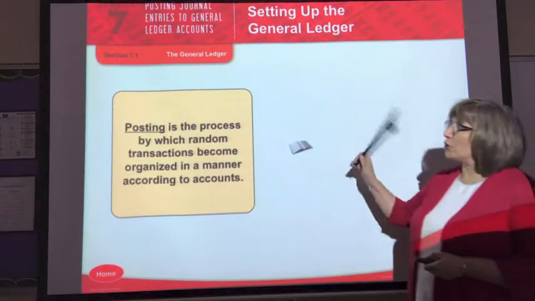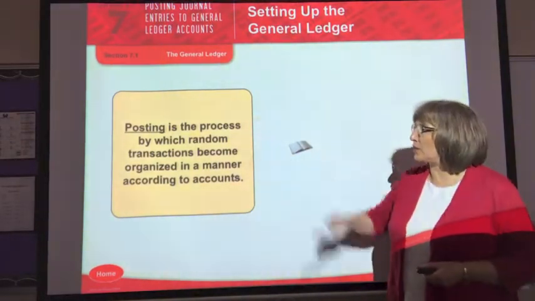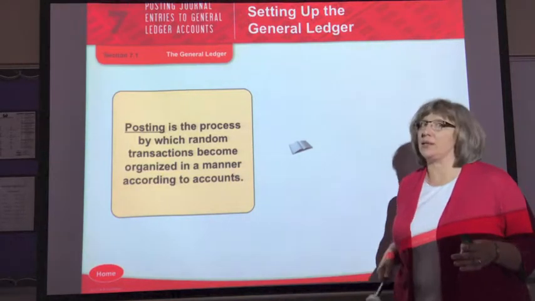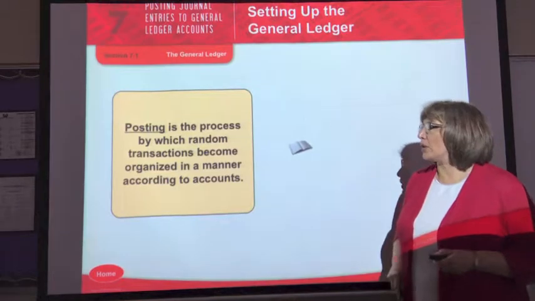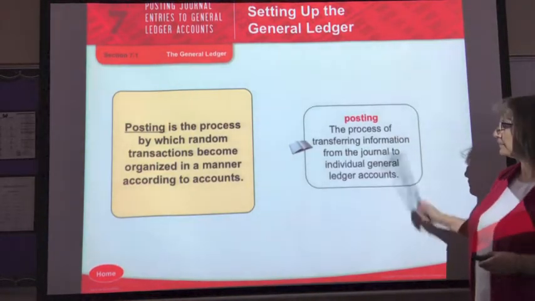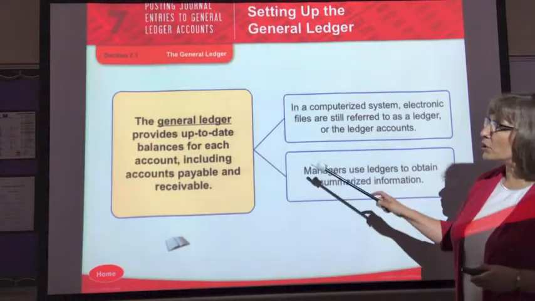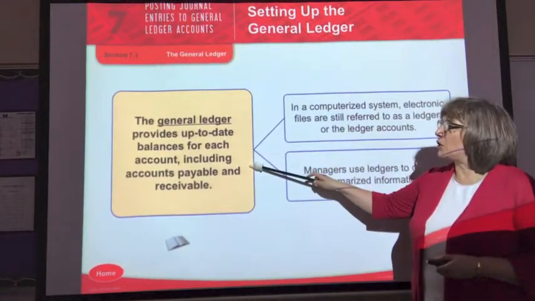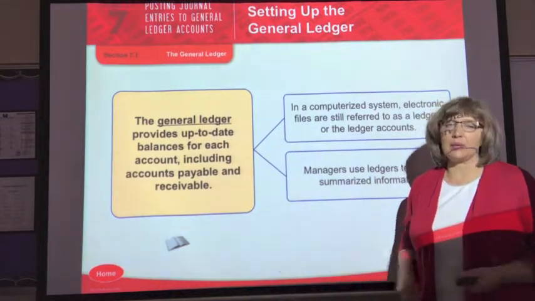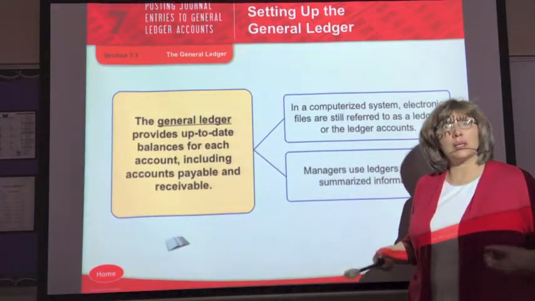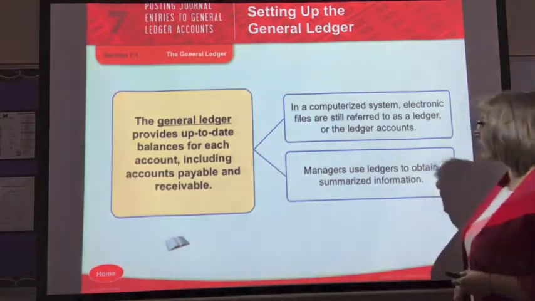Moving from the journal to the ledger is called posting. It's the process by which the random transactions become organized in a manner according to the accounts. Just another definition there. The general ledger provides up-to-date balances for each account, including accounts payable and accounts receivable, which is what I was talking about earlier. We can know at a moment's notice how much we owe a particular company or how much somebody owes us.